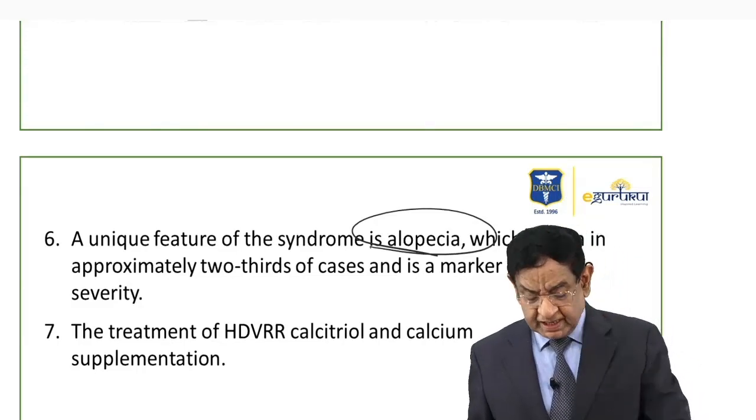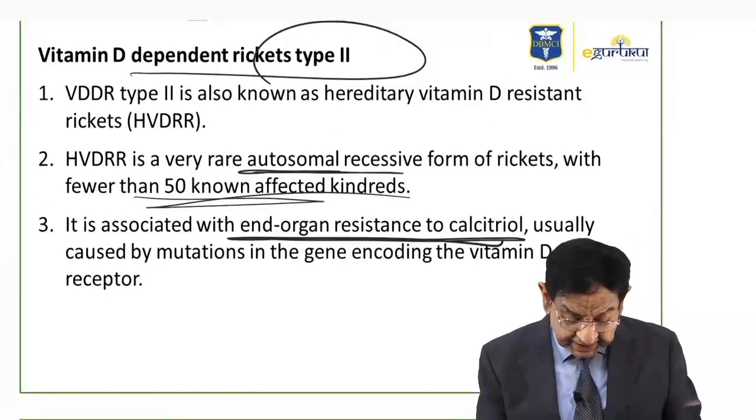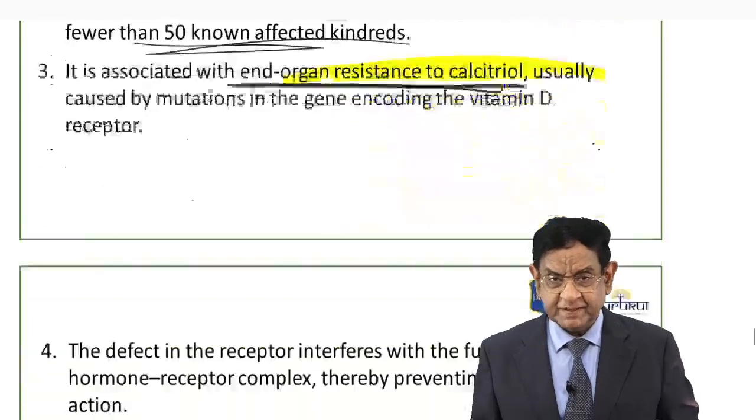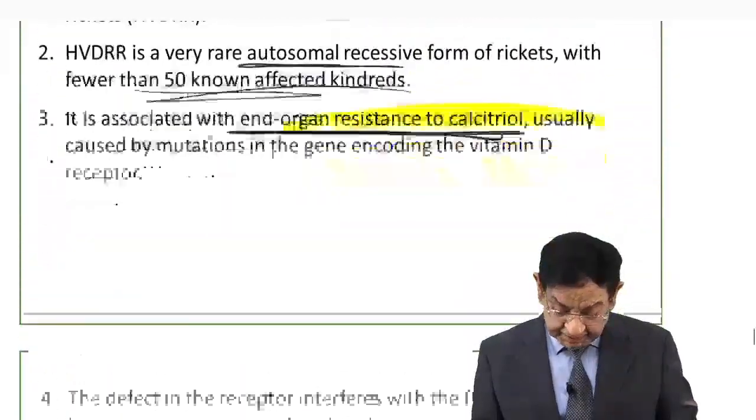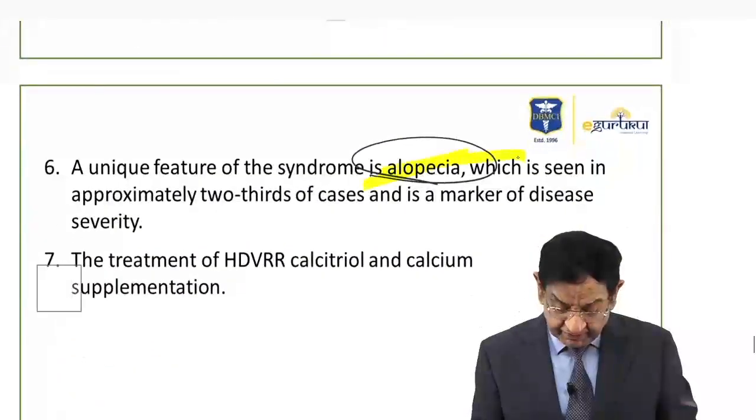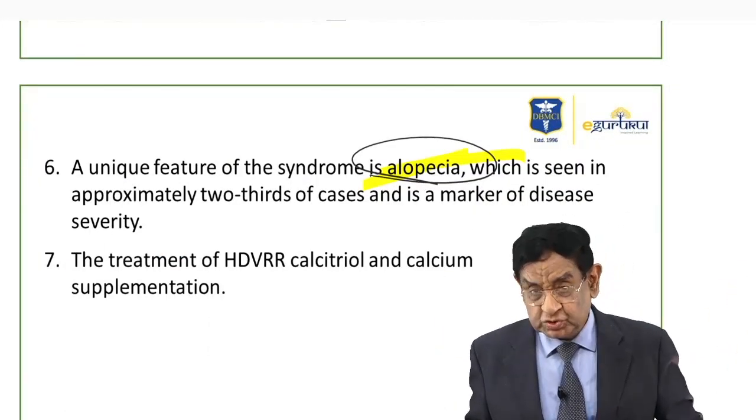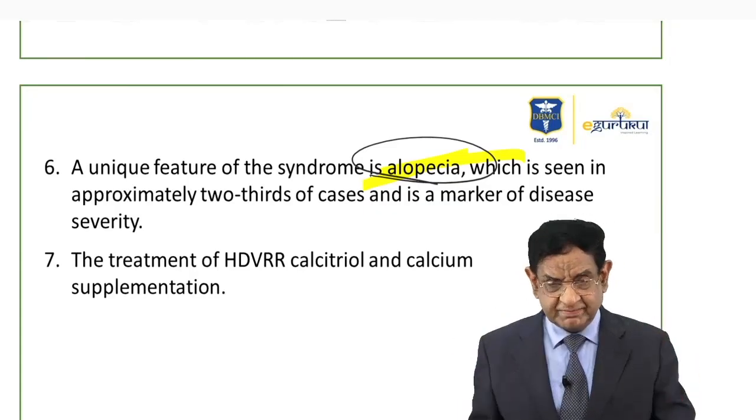So the keywords are that the problem is here: vitamin D, calcitriol, is not able to act at the receptor, and alopecia is a feature. Finally, we have to give only a very high amount of vitamin D so that it will try to have some action.